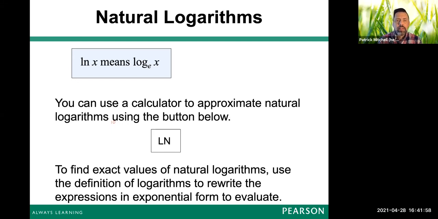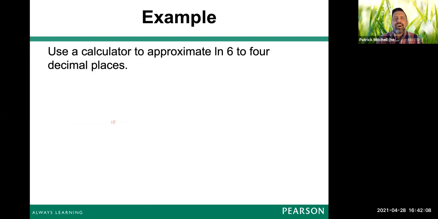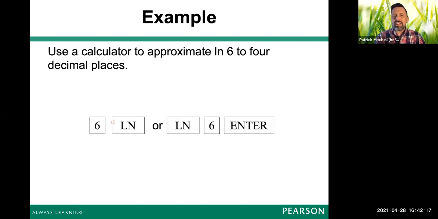And just like with common logarithms, to find exact values of natural logarithms, use the definition of logarithms to rewrite the expression in exponential form. All right, so now we'll use a calculator to approximate natural log of 6 to 4 decimal places. This will work exactly the same way that the other problem worked, except use the button that says ln instead of the button that says log.